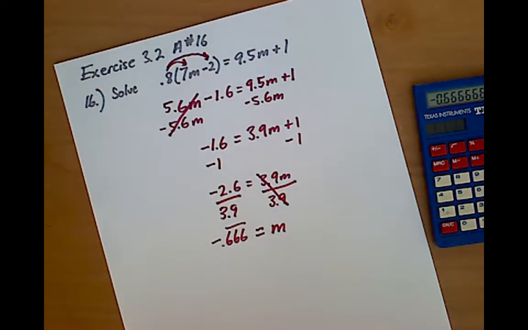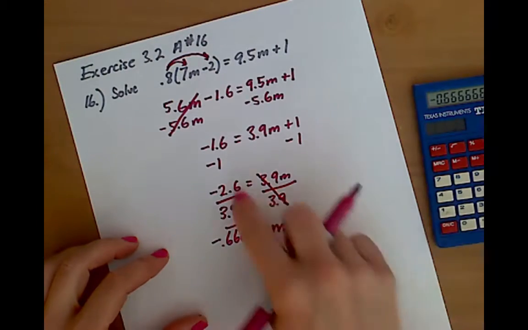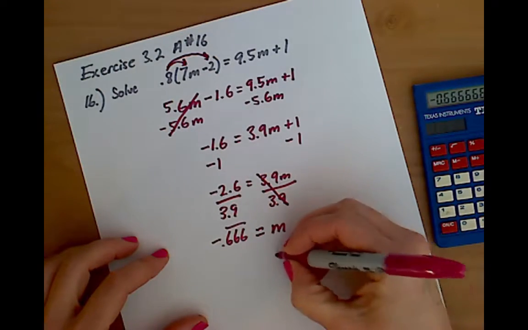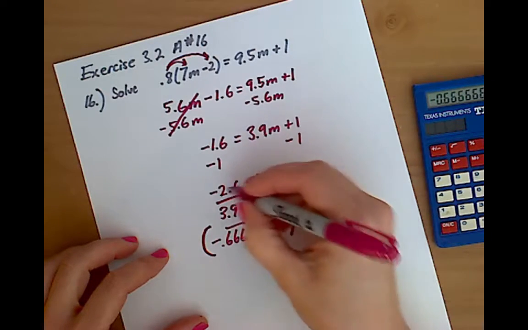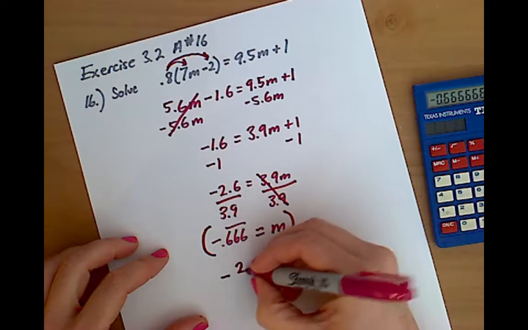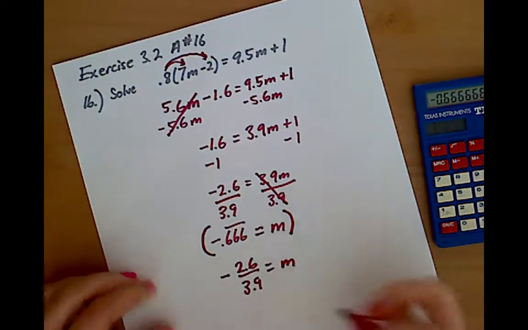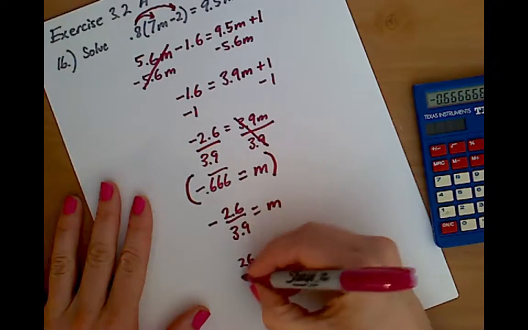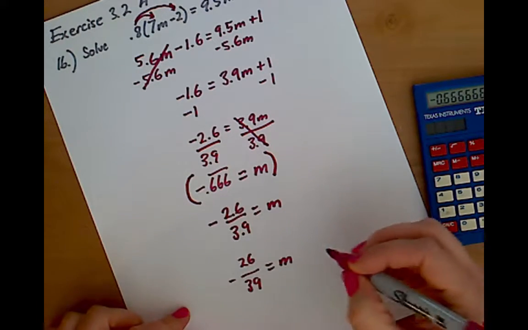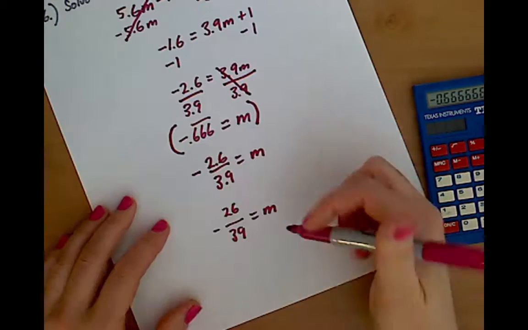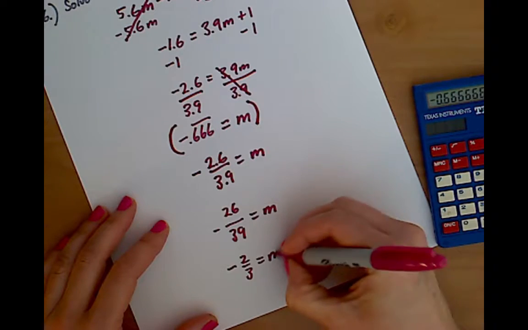Now, if you look at the answer, the answer looks closer to this. So what they did was they didn't put this in a calculator and get this number. What they did, we're going to skip this part right here. I'm going to put this in parentheses. All right. So if we just write down the answer as negative 2.6 divided by 3.9 is equal to m, we can multiply the top and the bottom by 10, which gives us 26 over 39, negative 26 over 39, which is a correct answer, but it can be simplified to negative 2/3. If you simplify it, you can get negative 2/3.